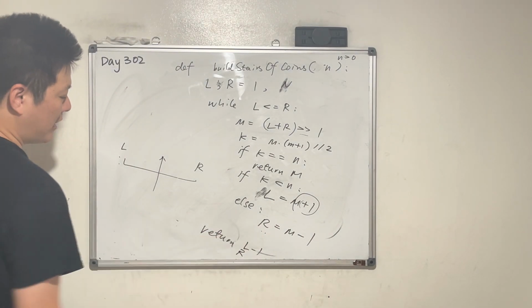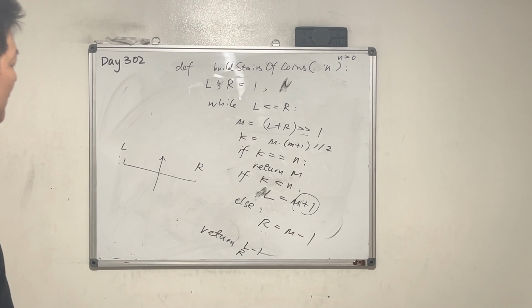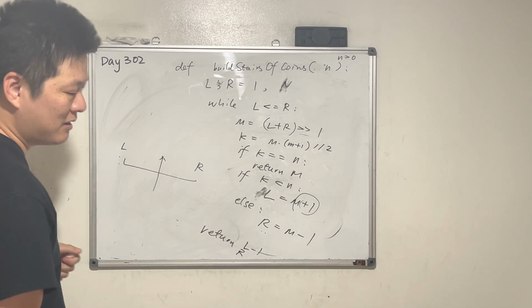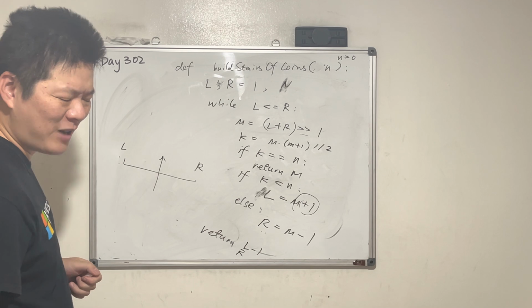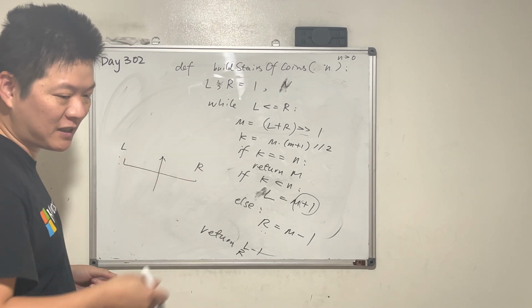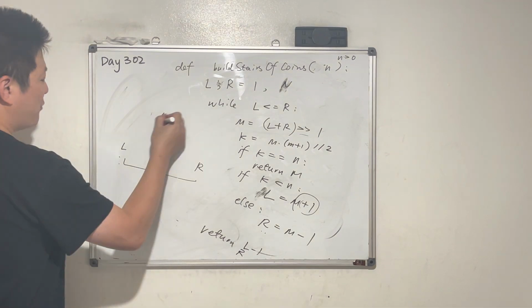What's the time complexity of this one? What did I just say about binary search? Binary search is always halving it. What's the time complexity? Log n.